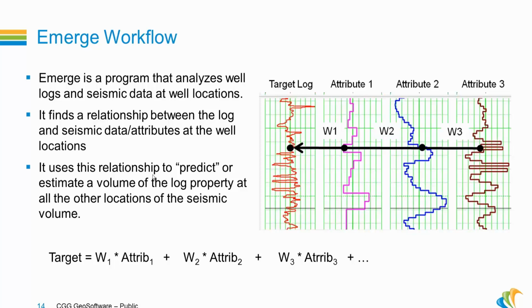This relationship will be used where you don't have this target log at those locations, and it will be applied to the attributes which are available at that location, for example, coming from the inversion, coming from the AVO analysis attributes, or coming from the seismic amplitude attributes. Those relationships will be applied to predict the target at those locations. We don't have a well everywhere, so we are calculating the property for each CDP. That is the idea. We are going to use Emerge to calculate the target attribute.